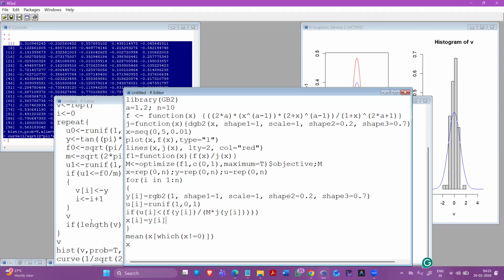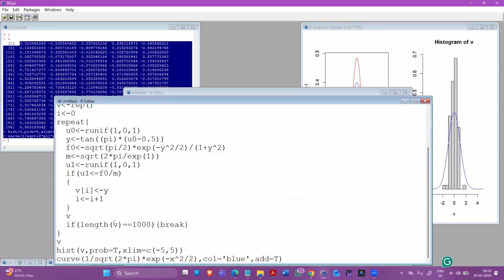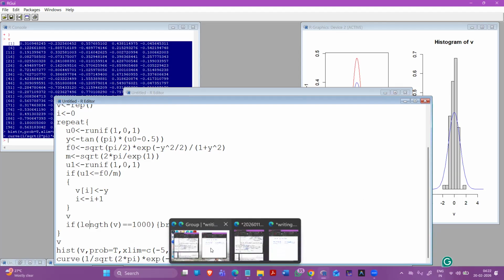But in the repeat and break, my sample size will not be compromised at all, because it will check the condition. If this condition is not fulfilled, it will go back and start from the beginning again. Okay, that is basically the difference between while, repeat break, and for loop. Are you getting my point? What I am trying to say, right? So that is what we call the accept reject method.